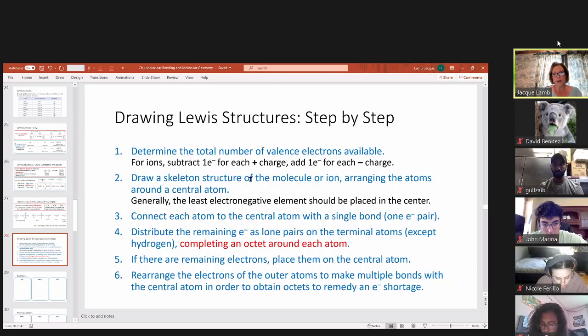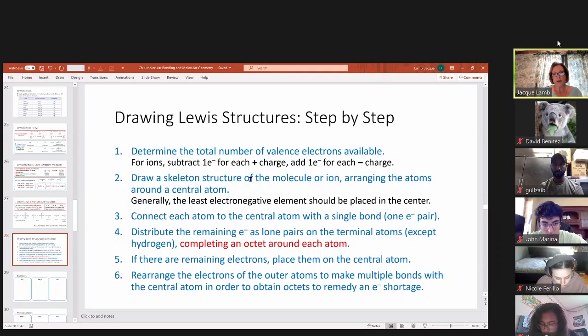And these will be connected with 1 single bond, or a pair of electrons, representing the linkage between those atoms. No lone pairs, no double bonds in a skeletal structure. It's just showing how those atoms are linked. So you connect each atom to the central atom with a single bond, and then you distribute all the remaining electrons as lone pairs around the terminal atoms.